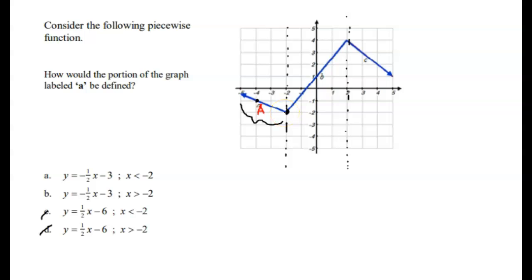I also can take another gander at this, and if I look at this, I know that this line includes all values that are less than -2 because it's on the left side of -2. So if I look at my interval, I'm going to eliminate the interval that says greater than. Because if these were the values that were greater than -2, that would mean I would be shading the right side of -2. So I know B is out. My answer choice definitely has to be A.